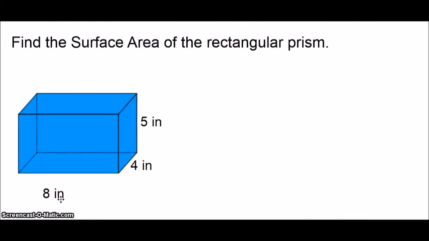Now let's work together to find the surface area of this rectangular prism. Please take a moment to pause the video and draw a picture of this rectangular prism in your notes so that you can follow along and work with me. Go ahead and press pause while you draw that picture and then rejoin me in a moment.